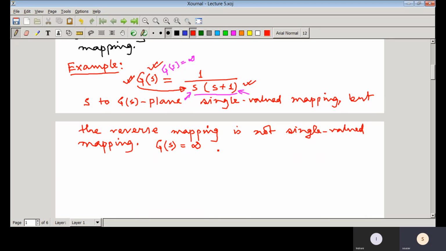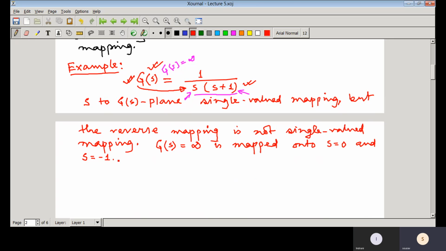So is mapped onto s equal to 0 and s equal to -1. So from this example, you can understand what is called single valued function and what is one-to-one mapping.